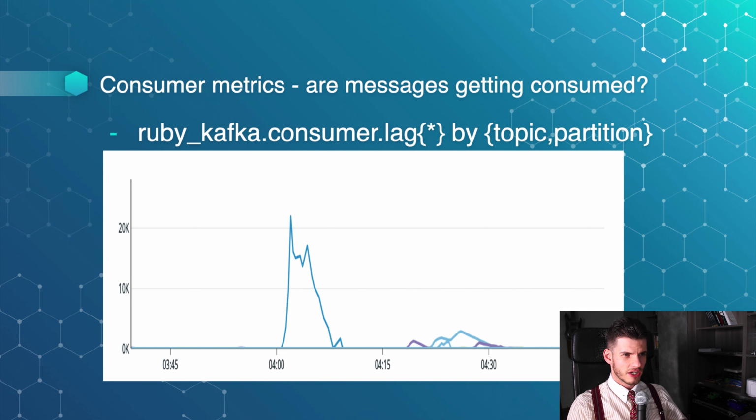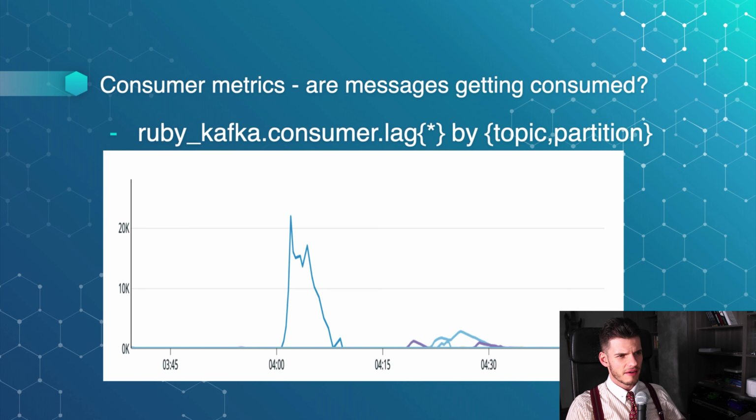Perhaps the most critical metric on the consumer side, a lag grouped by topic and partition. So if it's 0, then it's perfect. Your consumers are super fast, everything is processed, and there's not much delay between something happening somewhere and the consumer reacting to it. But that probably won't always be the case.